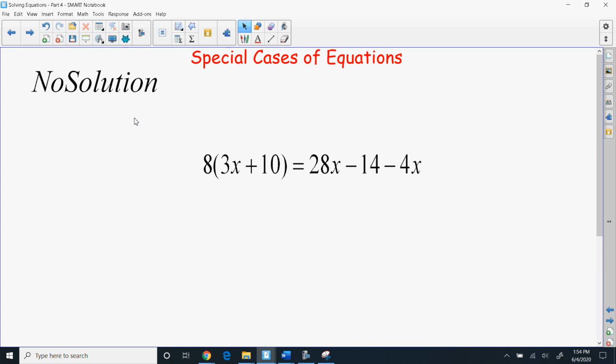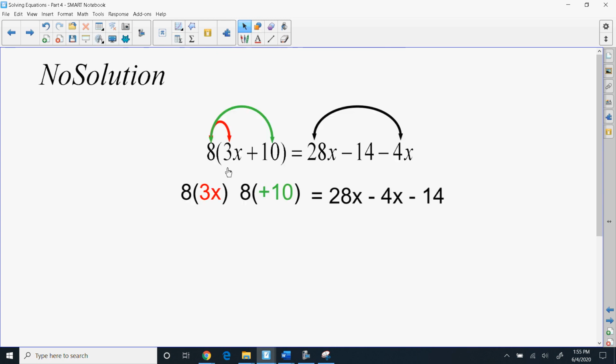Our first case is no solution. Here we have the equation I mentioned in the video last time, and I want to go through it. Why is it no solution? Let's go over the steps we have to do. We have 8 that's being multiplied by this stuff in parenthesis on this side of the equal sign. I notice we have a 28 minus 14, and then there's a minus 4x. So we have a couple things going on here. We have 2 variables, and we got distribution over here.